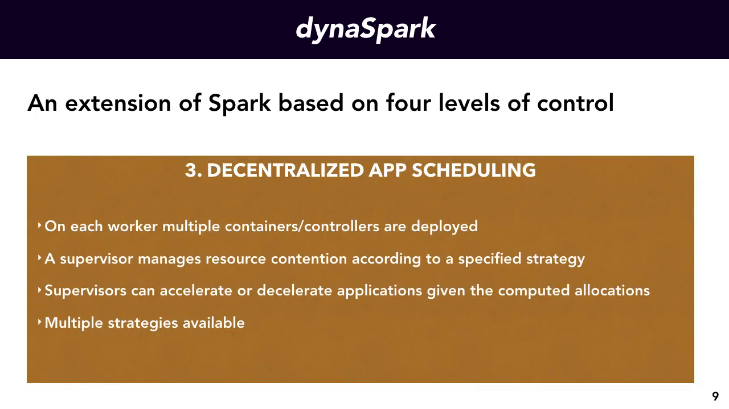The third level of control is the centralized app scheduling. On each worker, we can have multiple container controllers deployed on the same machine. A supervisor manages the resource contention according to a specified strategy. The supervisor can also accelerate or decelerate applications given the computed allocations. Multiple built-in strategies are available in DinahSpark.